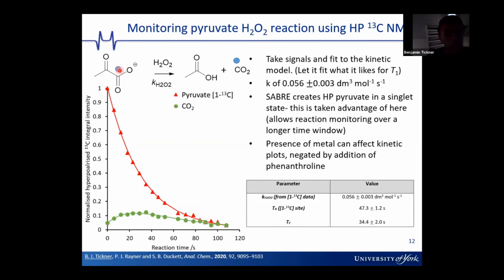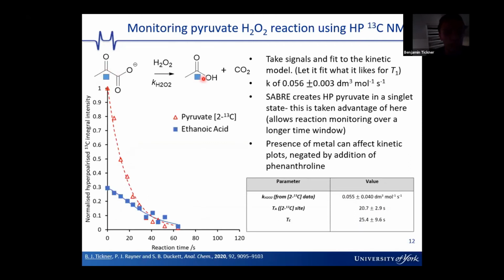If we now look at the same sort of signal, but on the other site, the site that's converted into ethanoic acid, we see now our T1 is much shorter. And as a consequence of that, we're only able to monitor this reaction out to 40 or so seconds. So because we have a reduced time window over which we can monitor this reaction for this site, we have fewer data points and noisier spectra. Even though in this example we now get a rate constant which is consistent with the one from the other site, our errors are significantly higher, and that's just associated with having fewer data points.